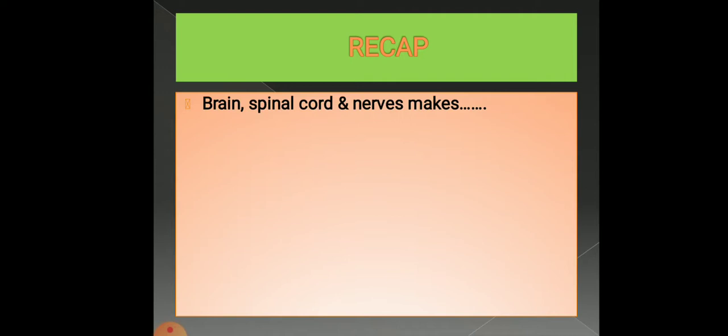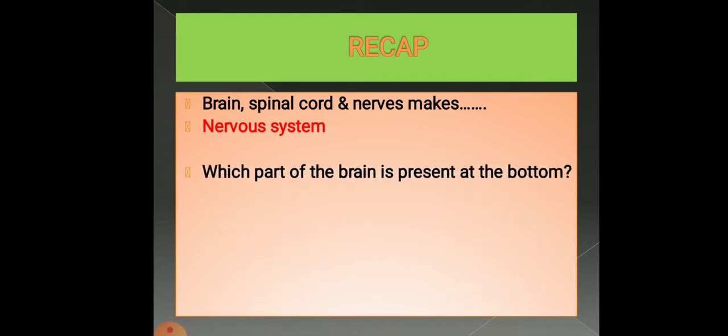Brain, spinal cord and nerves make what? Yes, these all parts make the nervous system. Then, which part of the brain is present at the bottom? In the downside, which part of the brain is present? There are three parts of the brain as you know: cerebrum, cerebellum and medulla. So, on the bottom, medulla is present.